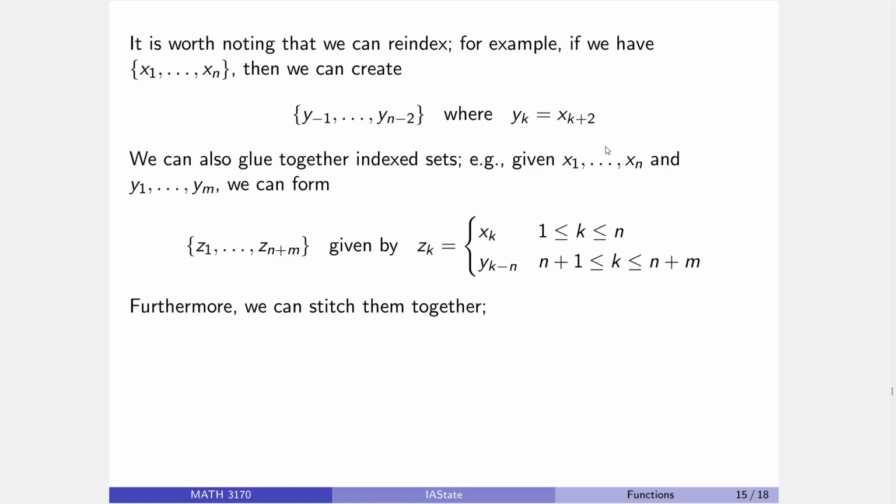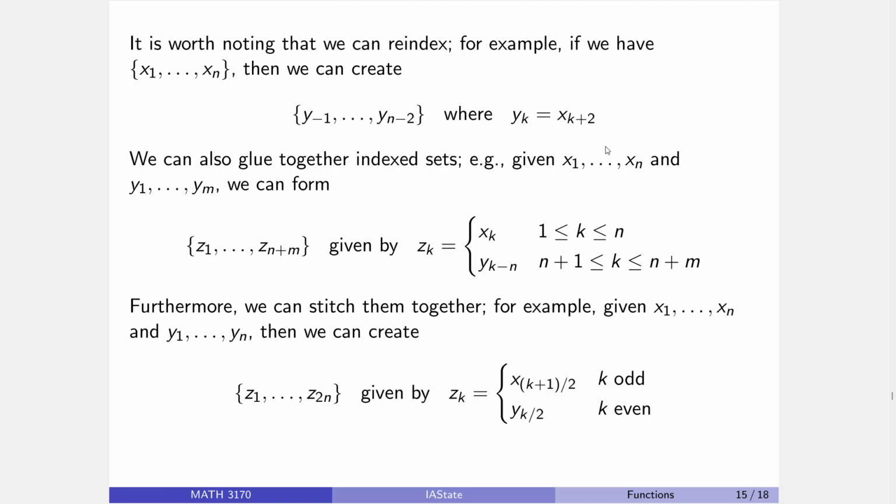And another maneuver that we can do, and this one we're not going to do too frequently, but it's worth mentioning, is you can stitch index sets together and have them alternate. So you have an x1, then y1, x2, then y2, and so, for example, this gives you a formula for that. And here again, we see the piecewise things being used. Again, a very common maneuver in mathematics.